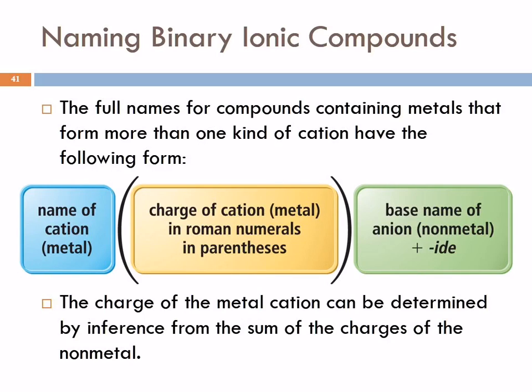Some cations need a Roman numeral, some do not. Which groups do not need the Roman numeral? 1A, 2A, 3A, zinc and silver, right? So if the metal is in groups 1A, 2A, 3A, or it's zinc or silver, no Roman numeral, because we can predict the charge from the periodic table. If it's any other metal, then we have to put in a Roman numeral.